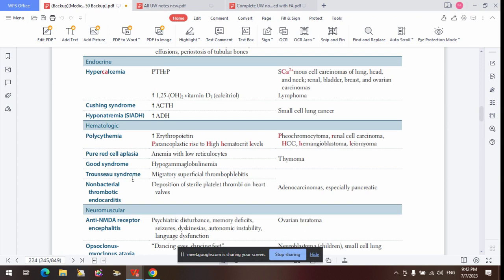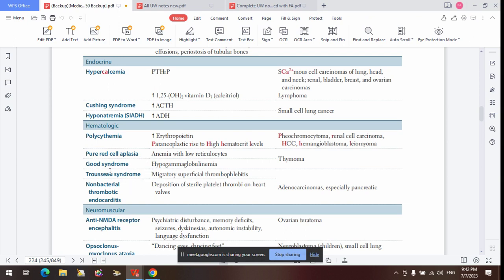Or Good syndrome. Good syndrome is hypogammaglobulinemia. It's actually more encompassing. It's also reducing both the B cells and the T cells. So all those self-reacting antibodies from the thymus, from this thymoma, can combine with the T cell and the T cell destroy them, and they can cause hypogammaglobulinemia. So there's no immunoglobulin that is produced. That's Good syndrome. So hypogammaglobulinemia with thymoma is Good syndrome. Anemia with low reticulocytes with thymoma is pure red cell aplasia.